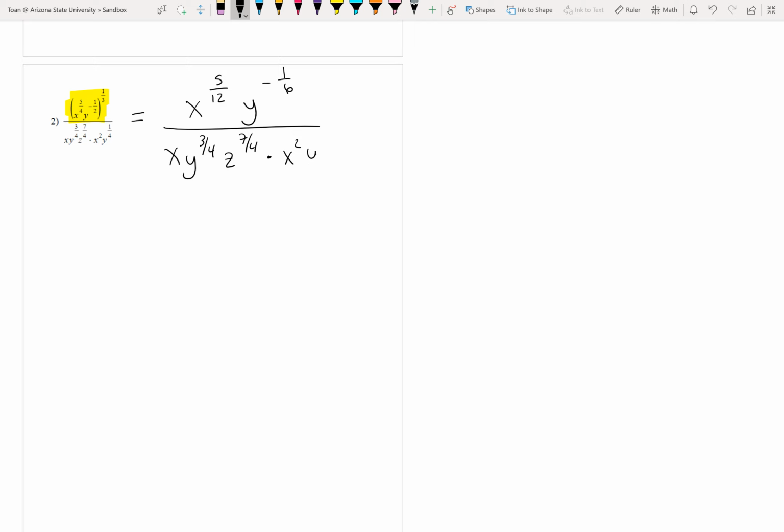Times x squared, y to the 1/4. Next, I'm going to clean up the denominator a bit using the product property. So I have x's here, I have y's here, and the z's are just by themselves on the bottom. So that's x to the 5/12, y to the negative 1/6, over x times x squared is x cubed, y to the 3/4 times y to the 1/4 is just y to the 1, and then z to the 7/4.